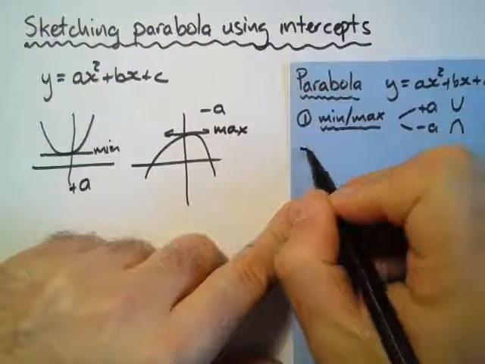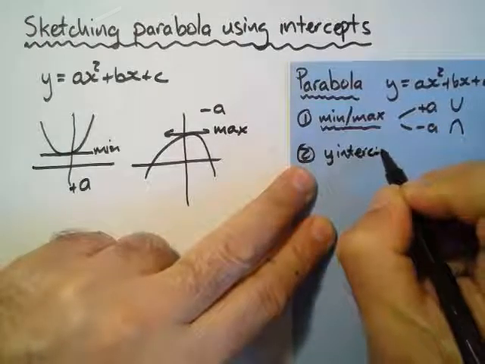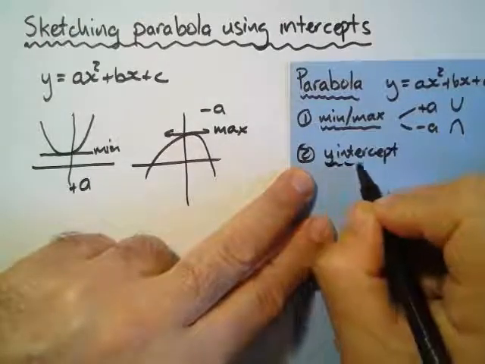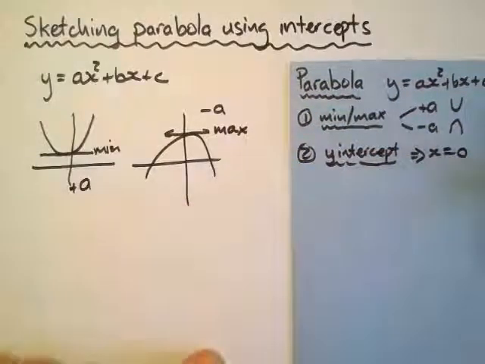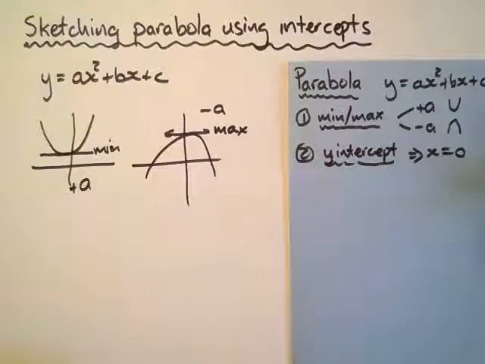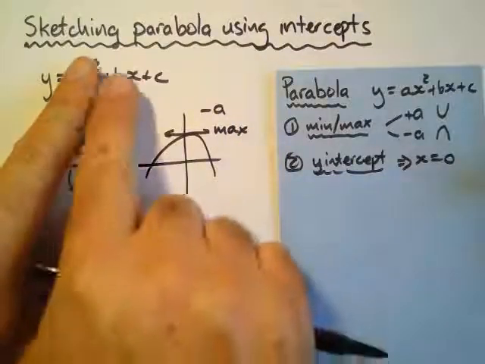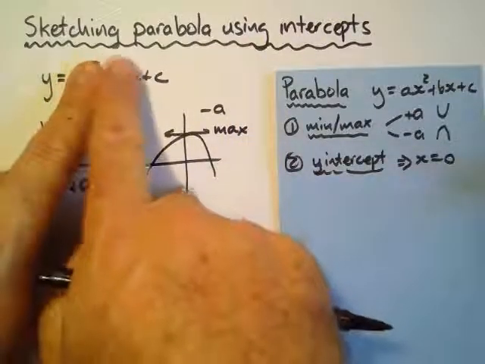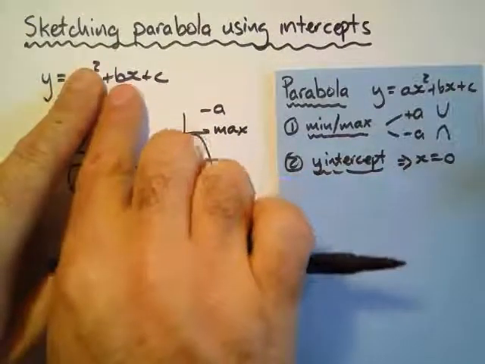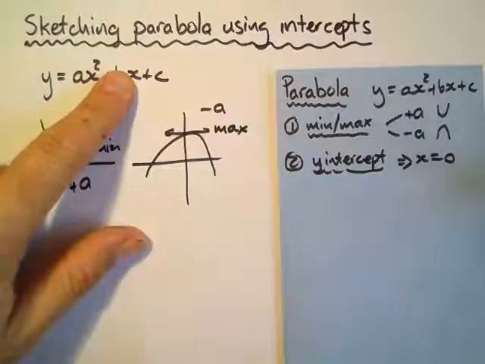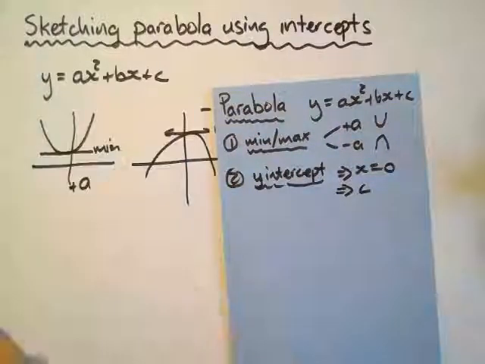Our second step is to find the y-intercept. And remember, on any graph, your y-intercept is where x equals 0. So your y-intercept is always where x equals 0. So I'm just going to substitute. If I have x equals 0, then this is going to be 0, because something times 0 squared is 0, plus something times 0 is 0. So my answer will always be c. So the y-intercept is always c, unless this is in the factorized form.